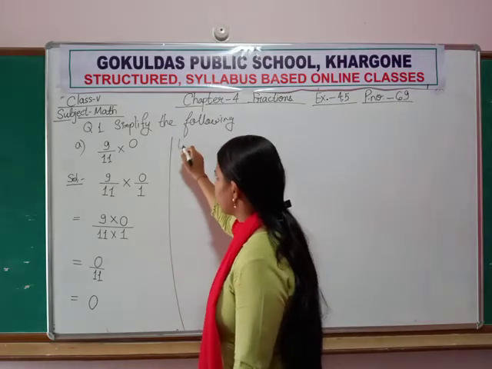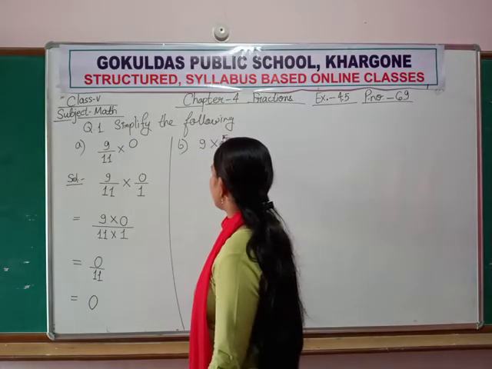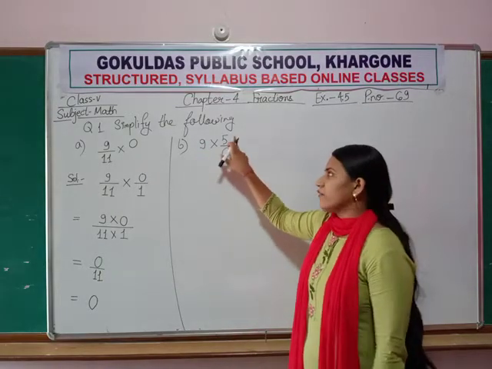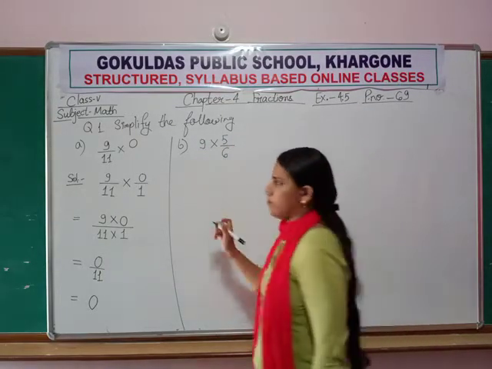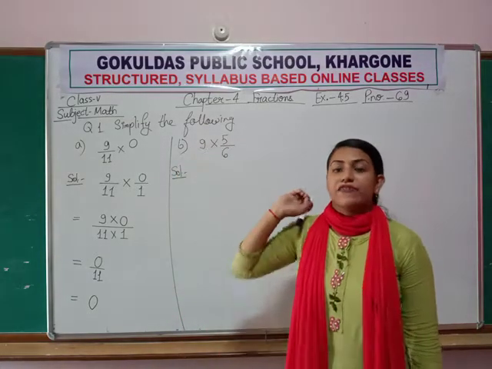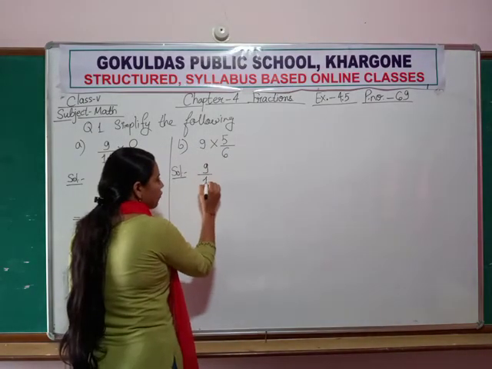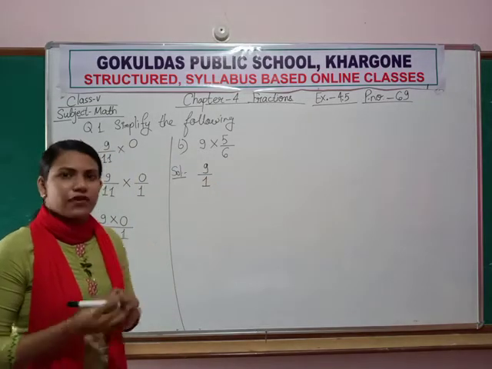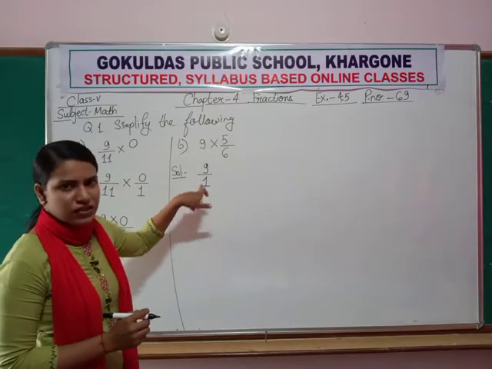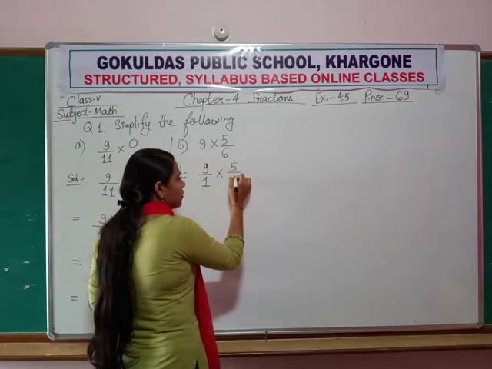Now let us solve part B. 9 multiplied by 5 upon 6. Here 9 is a whole number and 5 upon 6 is a fractional number. We can write 9 upon 1, writing 1 in the denominator to make it fractional form. So 9 upon 1 multiplied by 5 upon 6.